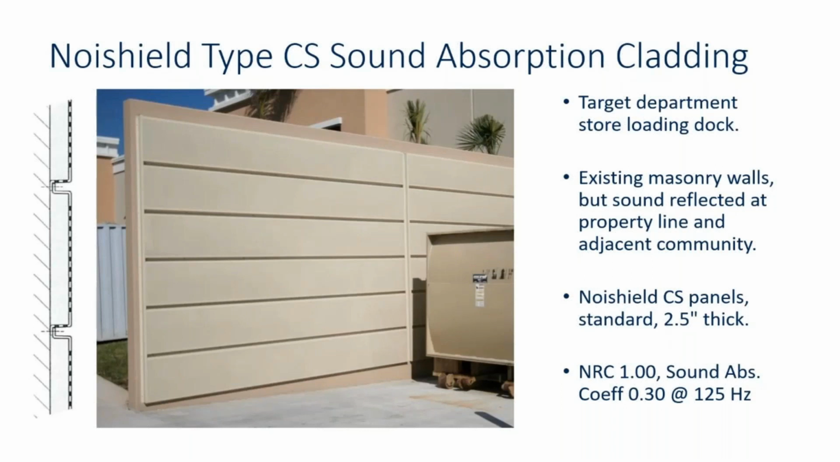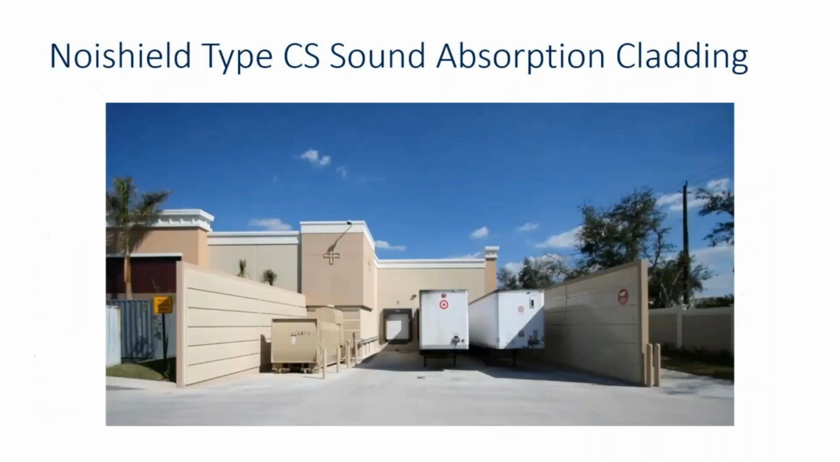This project involved multiple stacks of panels on either side of the loading dock. The objectionable noise was coming from truck traffic and also from the trash compactor. Noishield CS panels with a 2.5-inch thickness were added to the concrete walls. With an NRC of 1.00 and a sound absorption coefficient of 0.30 at 125 hertz, they reduced the amount of sound that was transmitted over the walls to the right and then across the property line into the neighboring community.